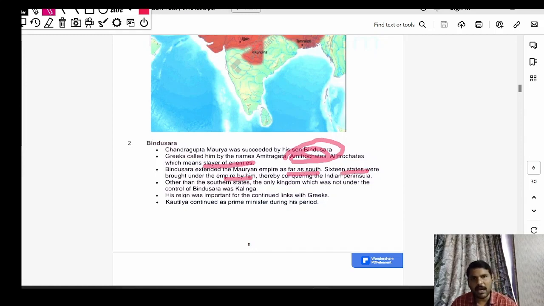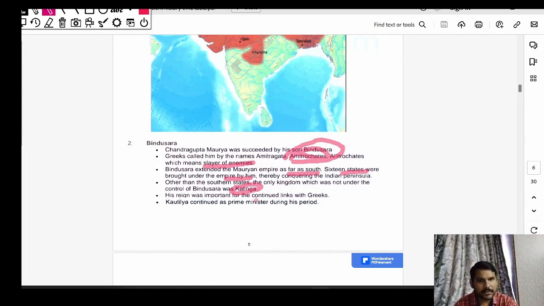We have already seen about the Mahajanapadas. The Magadha Empire was successful in conquering most of the Mahajanapadas, and by the time of the Mauryas, they had brought all the territory under their control. So only the Kalinga region was left out, and that was later occupied by Ashoka.